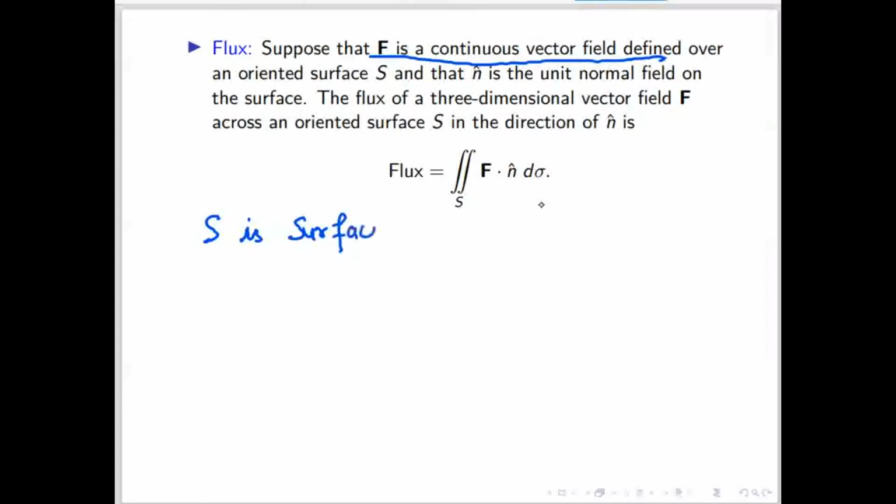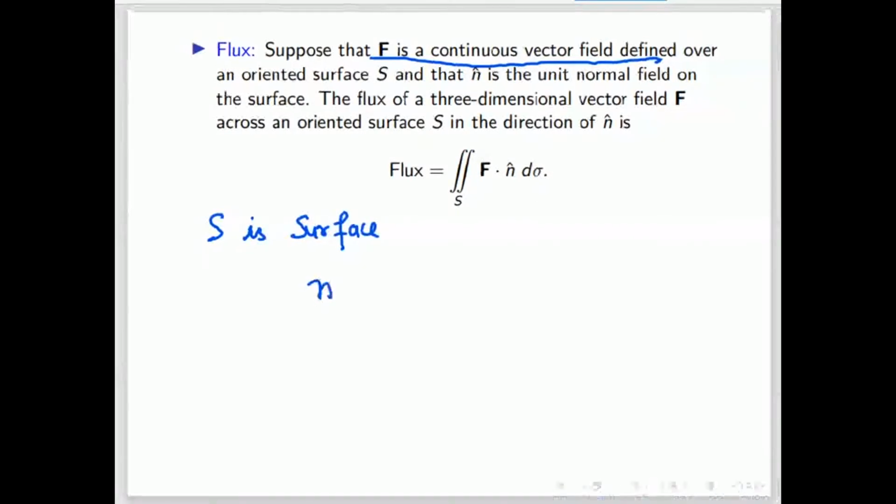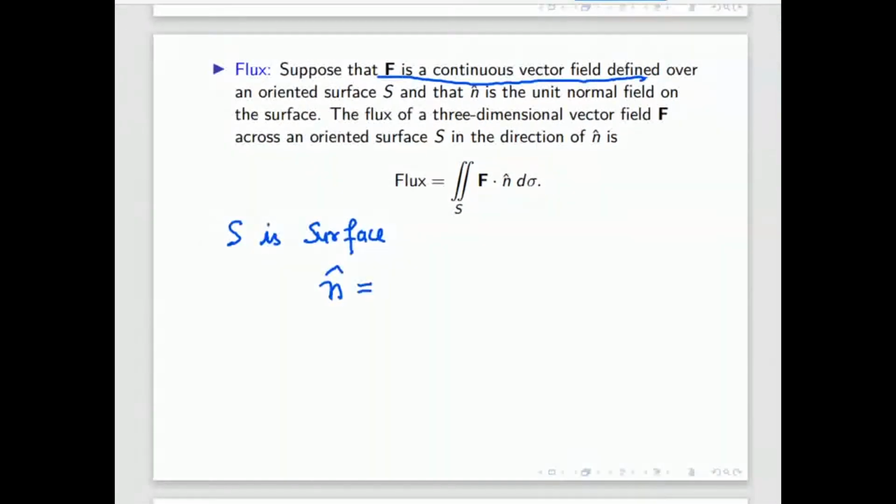What is the formula for unit normal? T cross T dash by mod of T dash. Yes. How to find normal to the surface? We have seen how to find the normal: gradient f divided by norm of gradient f. That is the one, if it is a scalar function.